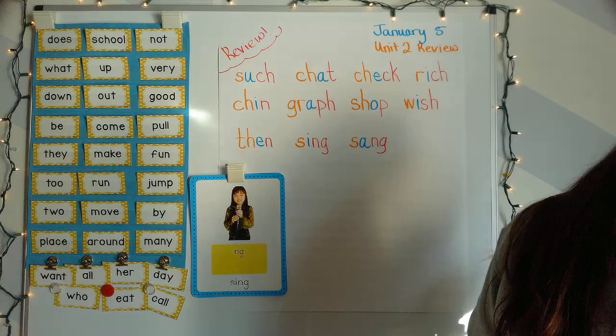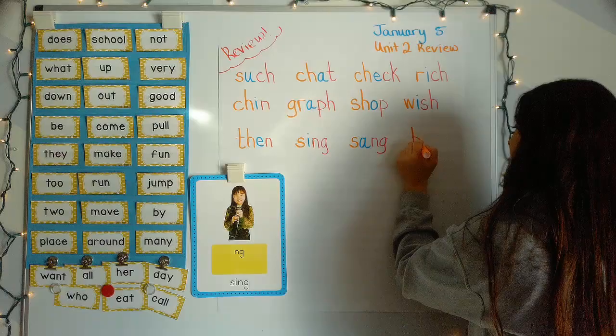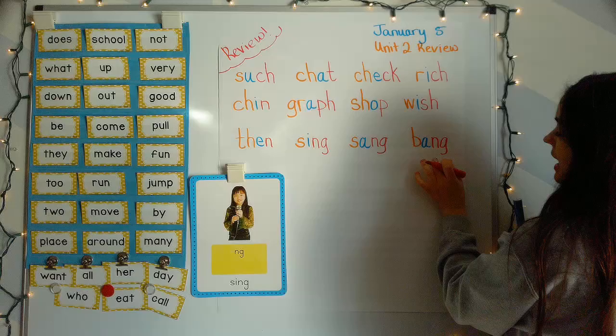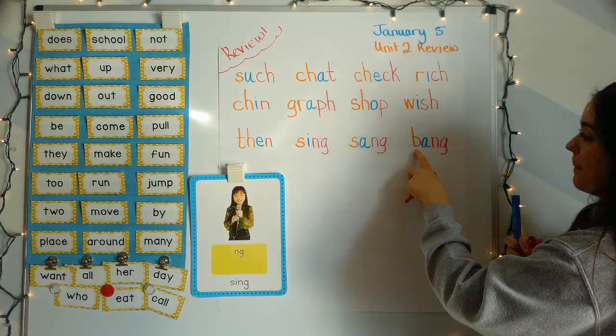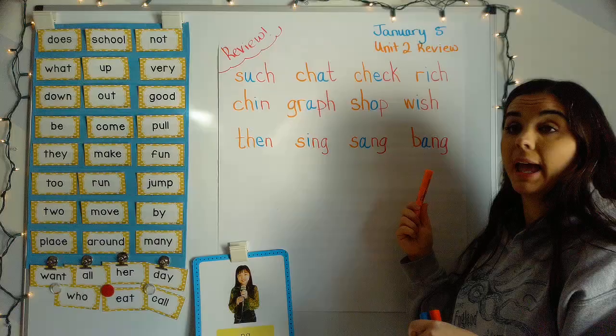And last word, bang, your turn. Ba, ang, ng, bang. I heard a loud bang. B says ba. A says a. And G, like the sing card. Now let's blend. Ba, ang, bang. All right, let's read our last line. Then, sing, sang, bang. Your turn.